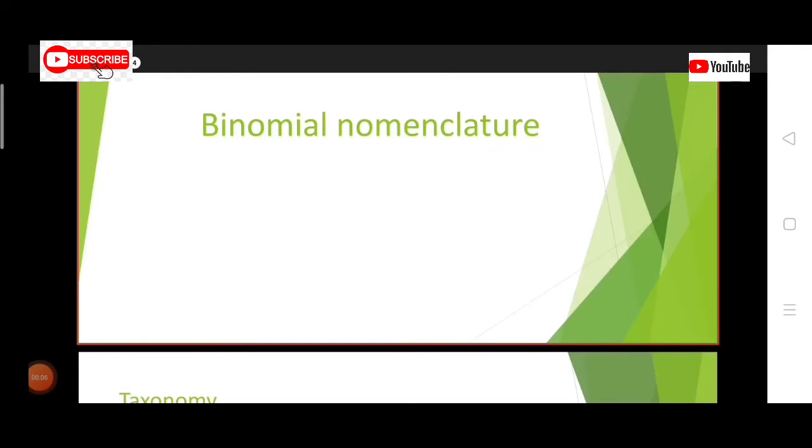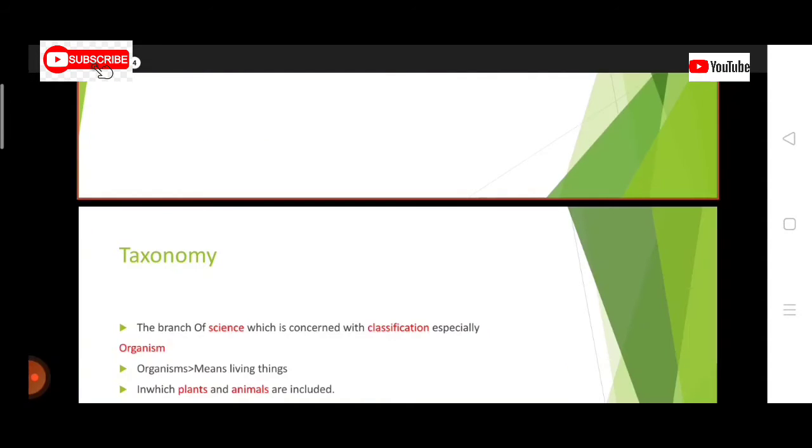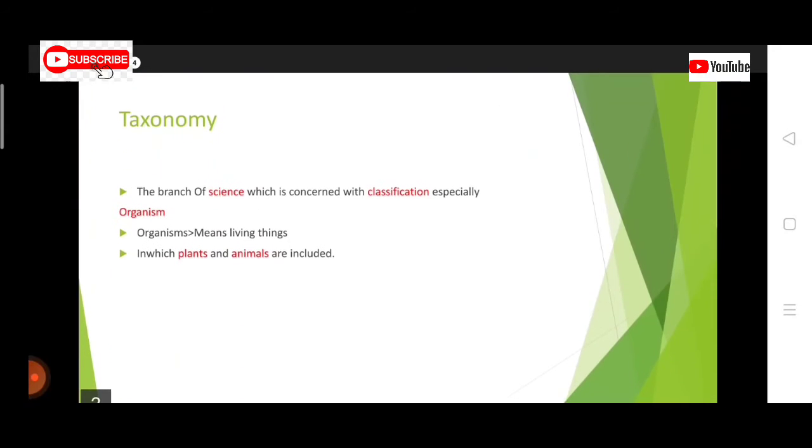Bismillah Rahman Rahim. Today we are going to talk about binomial nomenclature, which is the most important topic of this chapter. So before binomial nomenclature, we should know about taxonomy.